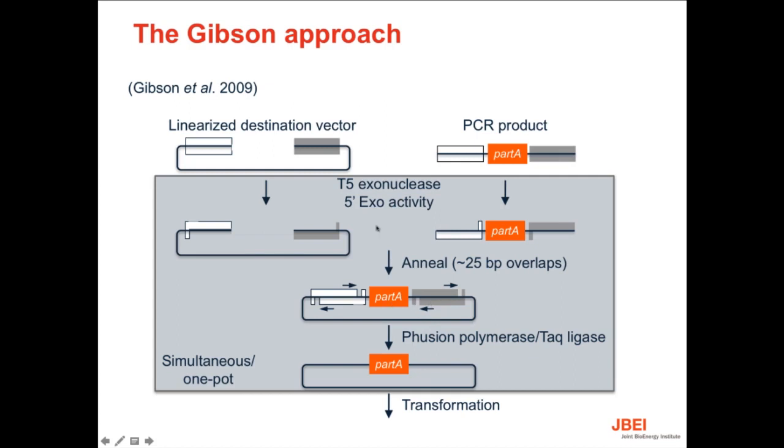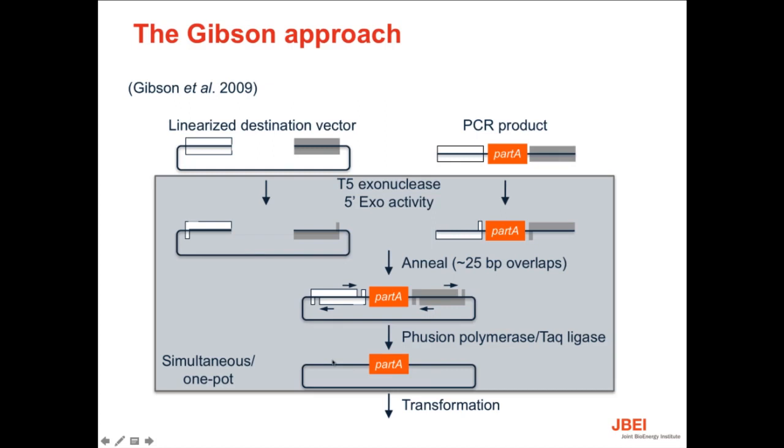And essentially you have a race condition between the exonuclease, which is chewing away, and the polymerase, which is trying to fill in. Now the polymerase is heat stable, and the 5' exonuclease is less stable. So over time, the exonuclease activity is going to go away, and the polymerase maintains. And then you have a Taq ligase at the end to seal the nick, and then you do your transformation. So very similar type of an approach.